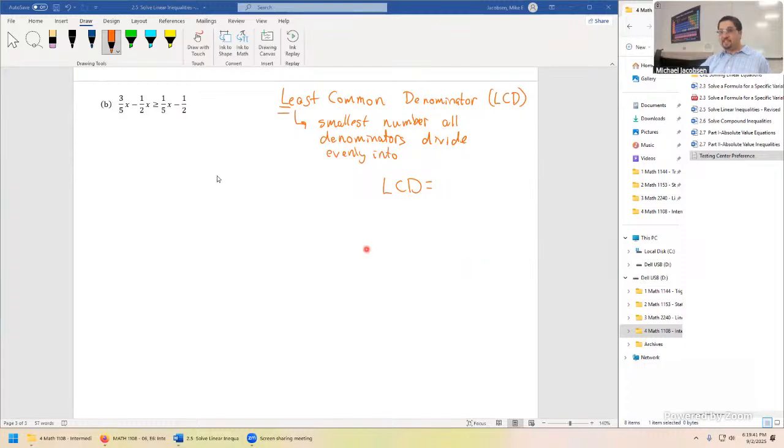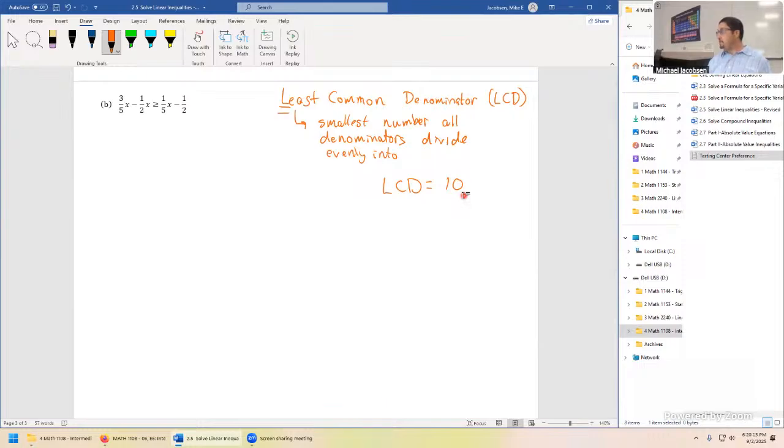If you're thinking 10, you're on the right track. Let's think about why 10 works. 5 would divide it into 10, evenly going twice. 2 goes into 10, evenly going 5 times. And it's really the smallest number. You could think 8, but 5 won't divide into 8 evenly. You might think 5, but 2 doesn't divide into 5 evenly. This is the best we can do. If we use the least common denominator of 10, we can multiply both sides by that factor 10 and clear out all denominators.